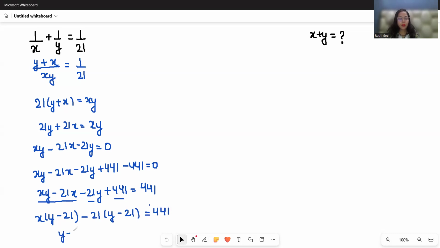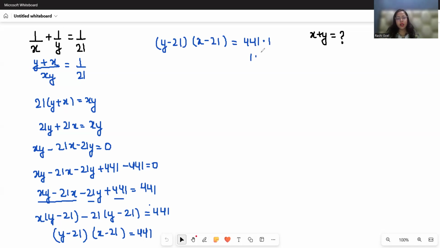So now I can take y - 21 as common. So x - 21 equals 441. Now (y - 21) times (x - 21) equals 441. We can write it as 441 times 1, and 21 times 21. That means we have three possible cases. So let's start with case 1, when (y - 21) times (x - 21) equals 441 times 1.